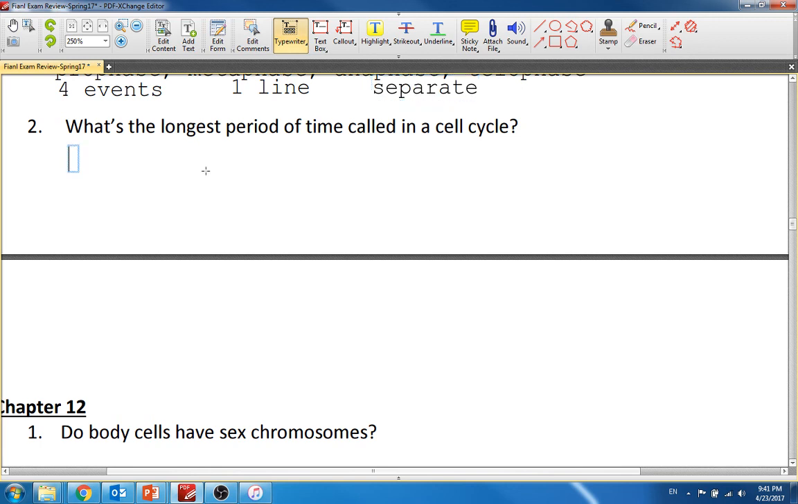Number 2, what's the longest period of time in a cell cycle? So a cell cycle, remember that the longest time of the cell cycle is the interphase, where you do not see much activity under the microscope, but in fact the cell is most active. And that interphase also can be divided into G1, S, and G2, 3 different steps.